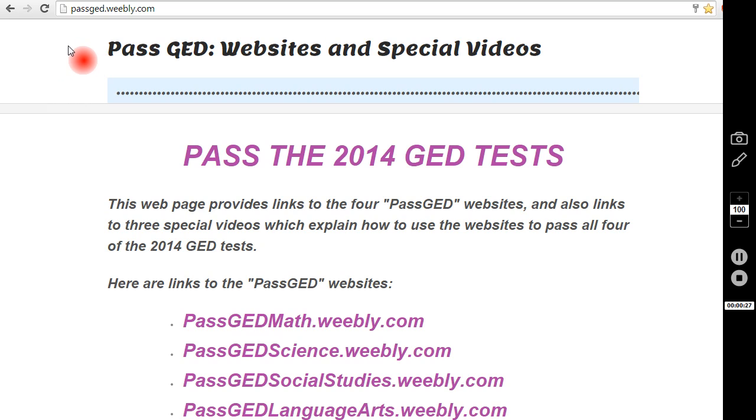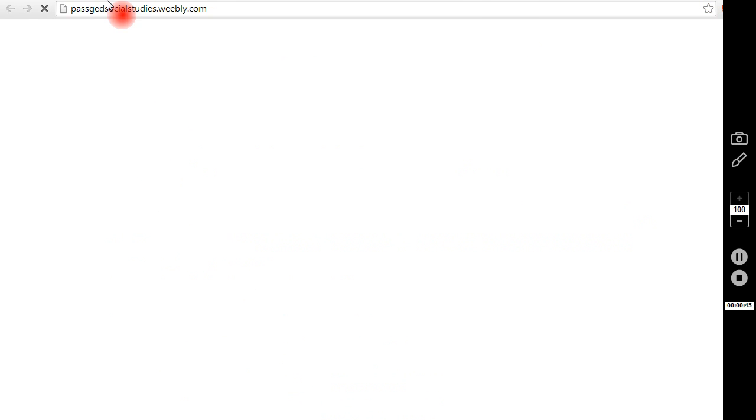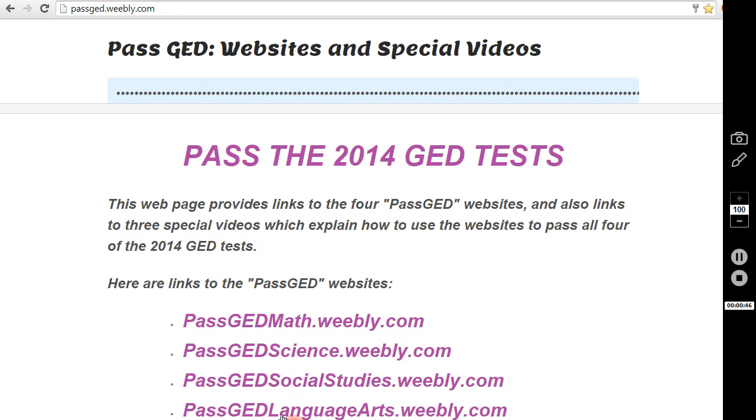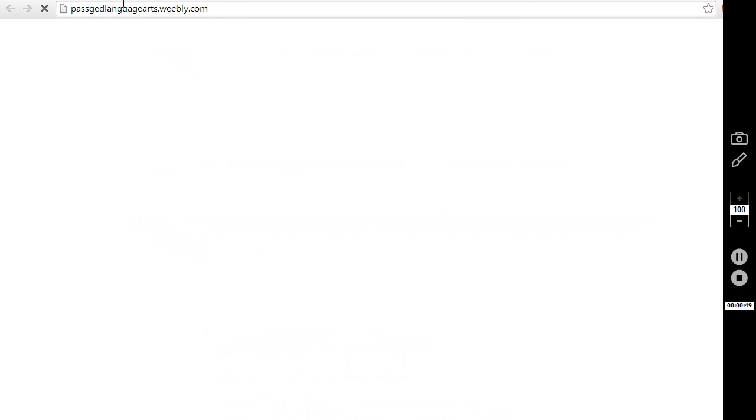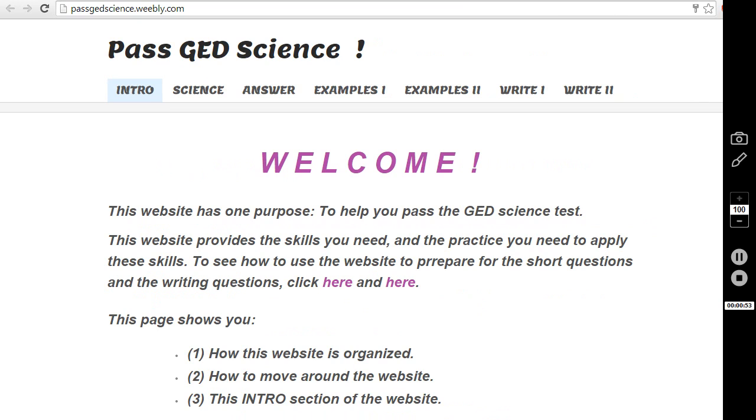I'll begin in the web page passged.weebly.com, and here are links to all four of the PassGED websites. I'm going to bring up the science website, the social studies website, and the language arts website all side by side. So here is, for example, the science website.